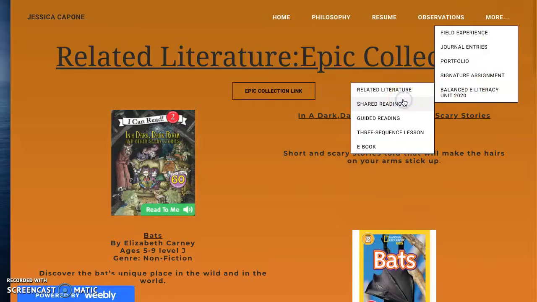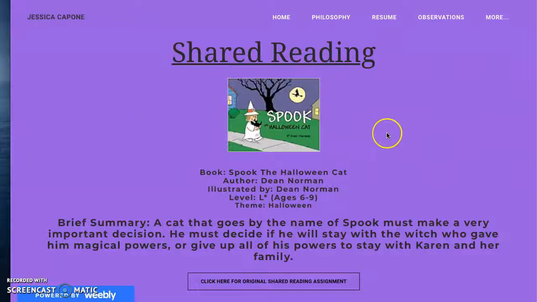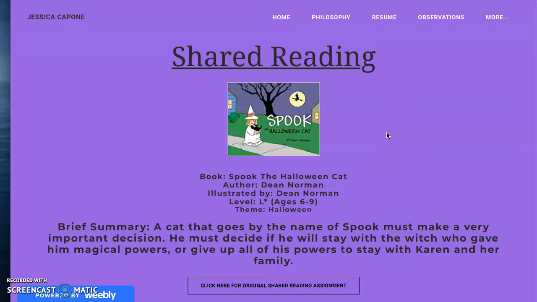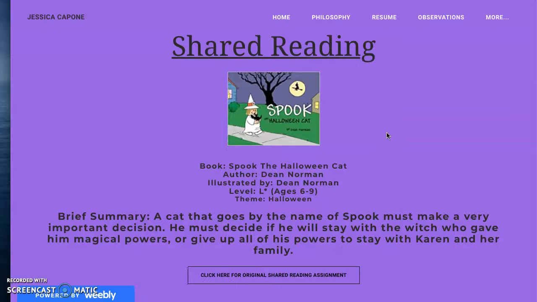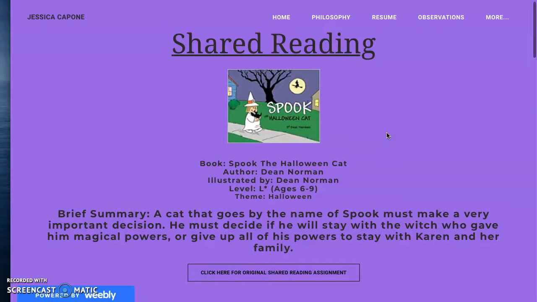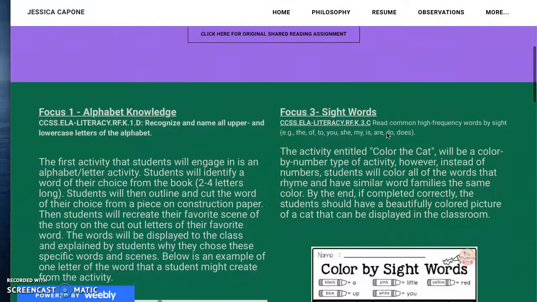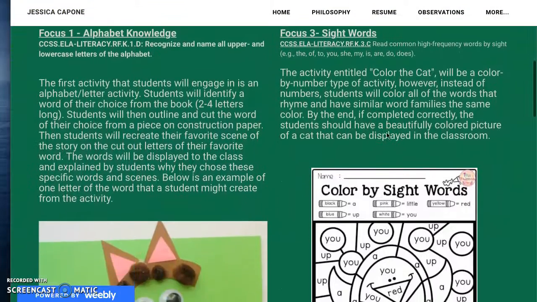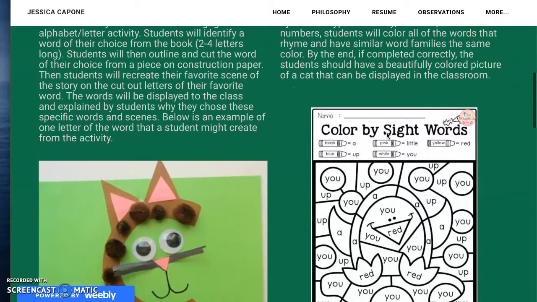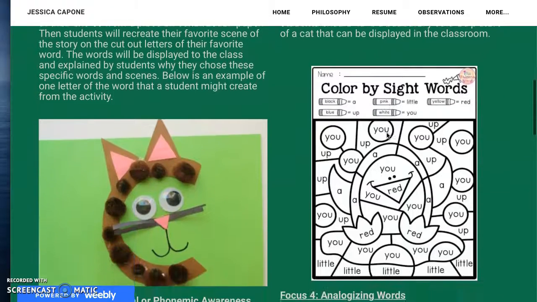So now moving on to the shared reading tab. In the shared reading plan, I include activities based off of the 5 focuses of an emergent reader. These activities are based off the book Spook the Halloween Cat. The first activity focuses on alphabet knowledge. Students will cut out the first letter of a word that they found in the text and recreate their favorite scene based off of the letter.